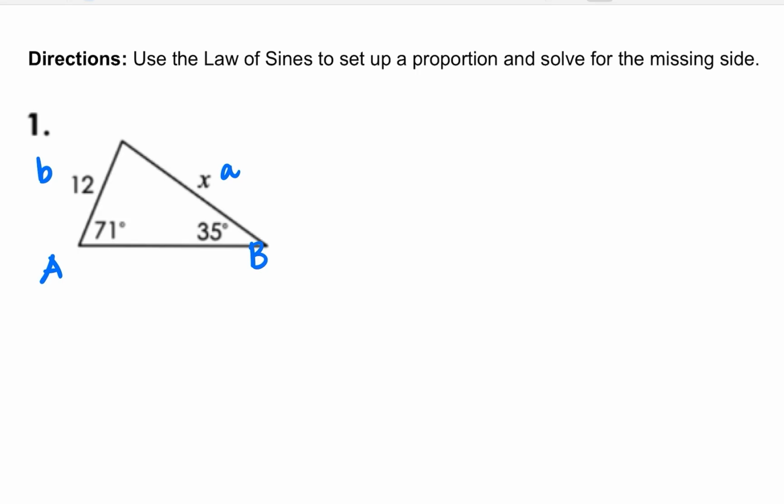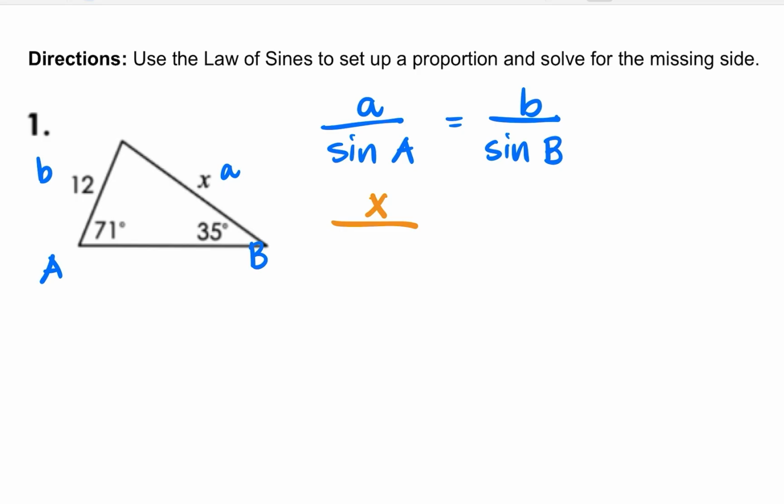I would like to generate an equation. So I'll start with my side a over the angle A equals the side b over its corresponding angle. Now we can substitute the given information. My a is unknown. The angle, sine A, is 71, equals 12 over sine B, which is 35. We have a proportion, and so therefore we're going to apply cross multiplication.